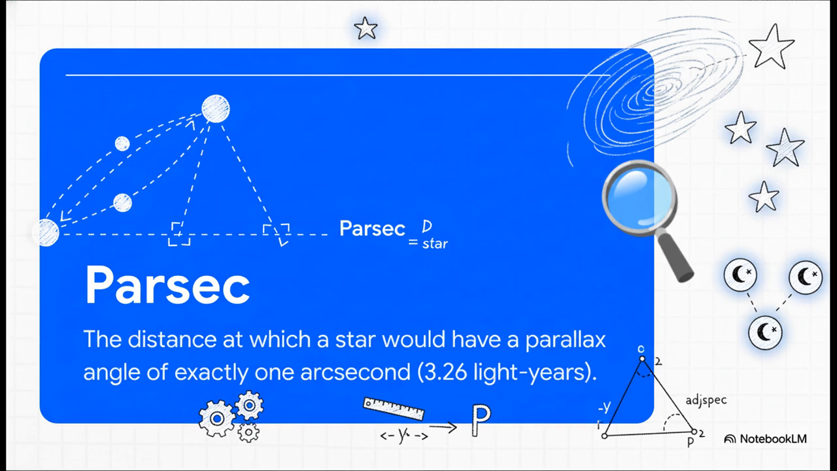This method is so important that it gave us a whole new unit for cosmic distance, the parsec. A parsec is simply the distance to a star that has a parallax shift of 1 arcsecond. And an arcsecond is just a tiny sliver of an angle, 1/3600th of a degree. It turns out to be about 3.26 light years.